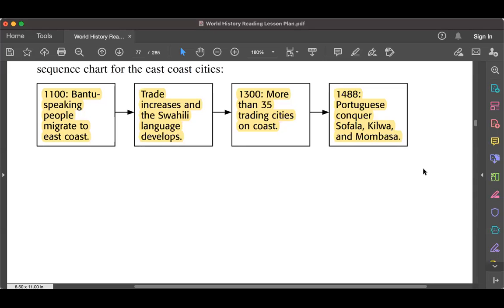The first box that's there tells how it all began. That is their upward rise. Bantu-speaking people migrate to the East Coast. That's what starts it all, okay? That's what gets things going for this box. The last box, number 4, is their downward demise. Portuguese conquer. So Fala, Kilwa, and Mombasa. That's the end of them.